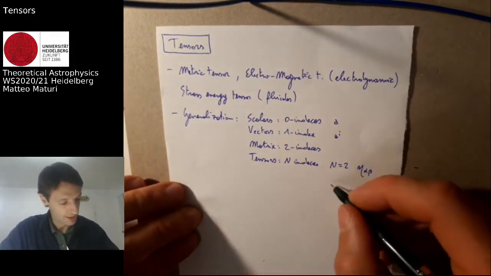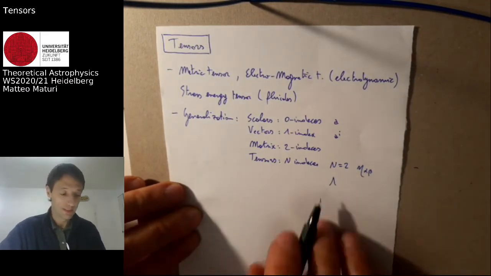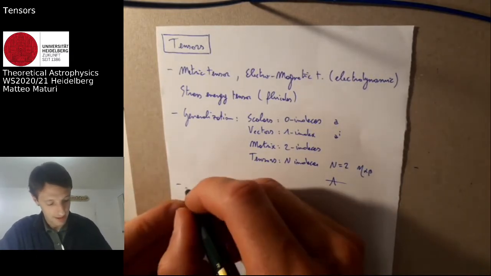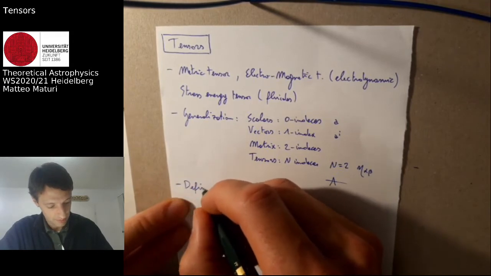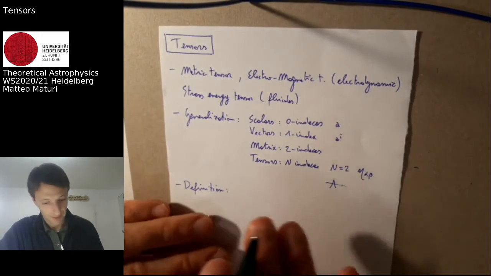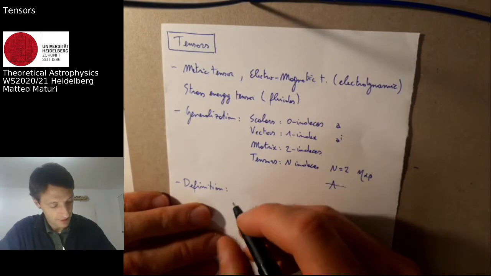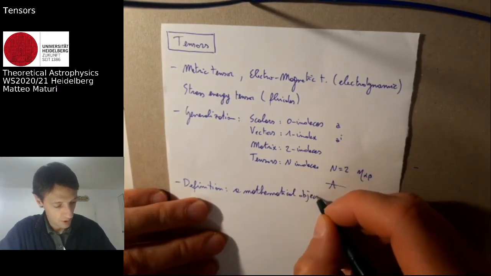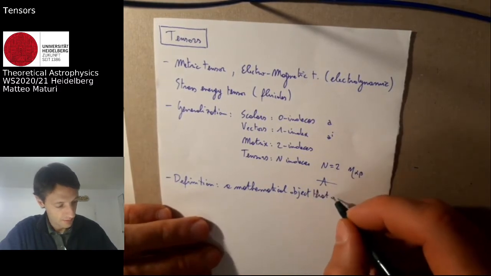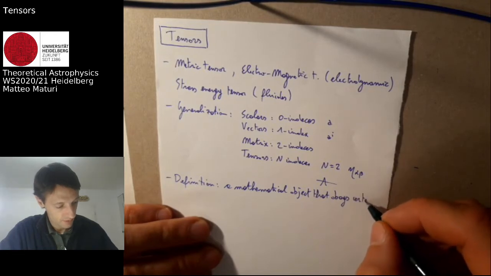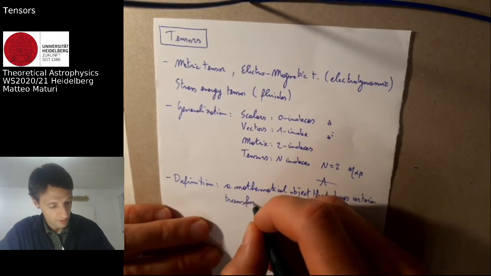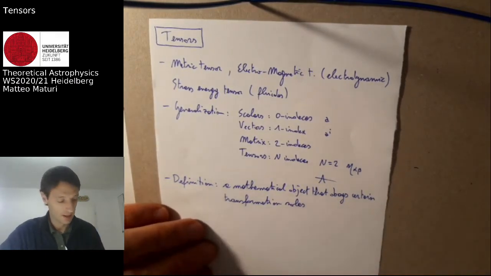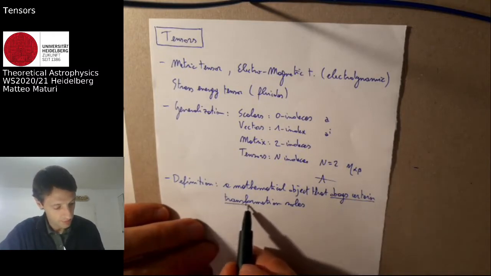For example, we have also seen the Lorentz transformations. This is a 2 by 2 matrix, but this is not a tensor. Okay? And here we understand why there is this distinction. It is hidden in the definition of the tensors. They can be very general, and as general as it is, you can define them as a mathematical object that obeys certain transformation rules. Very generic, but there is a key ingredient, which is obeys certain transformation rules.